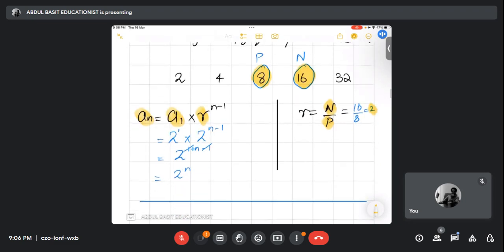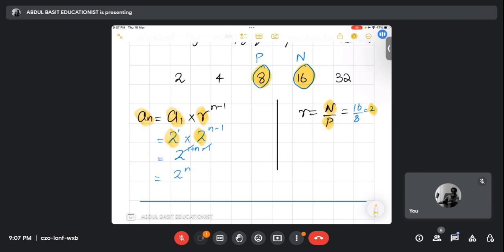Just what I did in the formula, I wrote the formula correctly, and then I wrote that a1 is my first term, which is 2, and r is also 2. So I wrote this here. Now Daniel, you can see that as the bases are same, I can add the powers as well. So 1 plus n minus 1, so plus 1 and minus 1 can be cancelled out. So is this clear? Is this clear, everybody? So 2 to the power n is the formula.